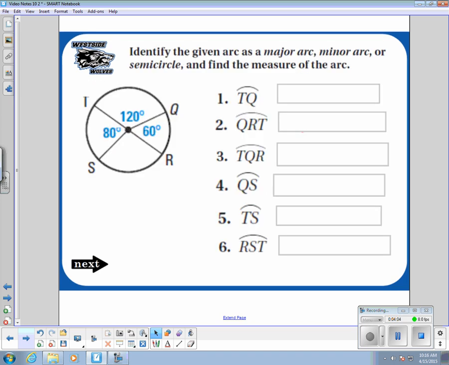All right, so take a minute, draw out this circle, and I want you to pause the video and do all 6 of these and see if you can answer all these correctly. Remember to state whether they're a minor arc or a major arc and find their measure.